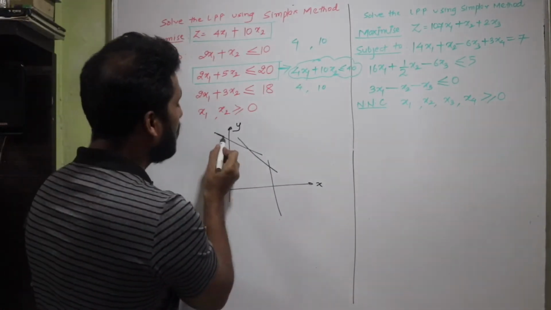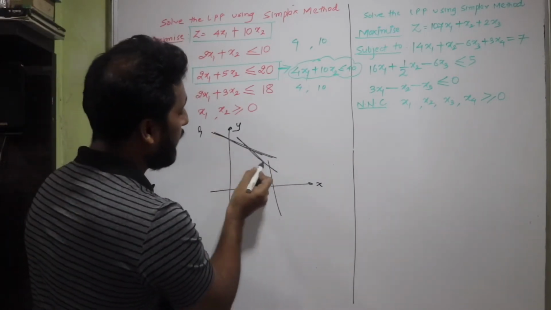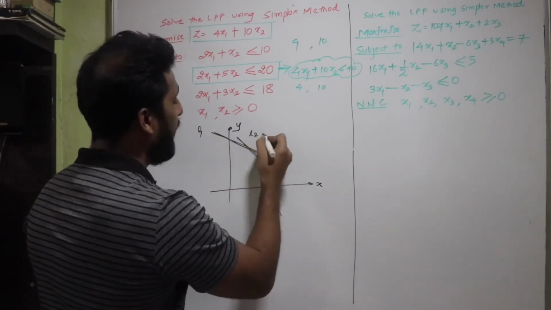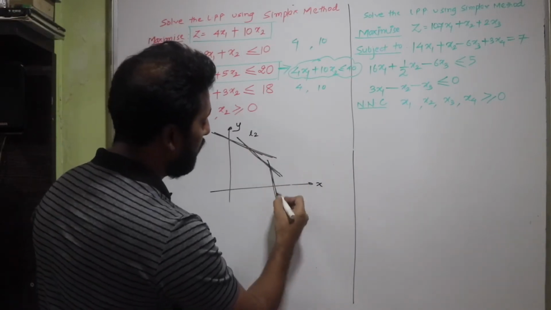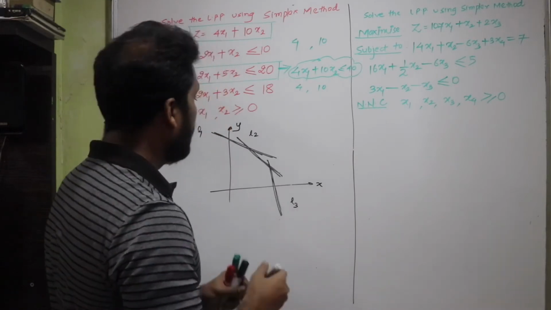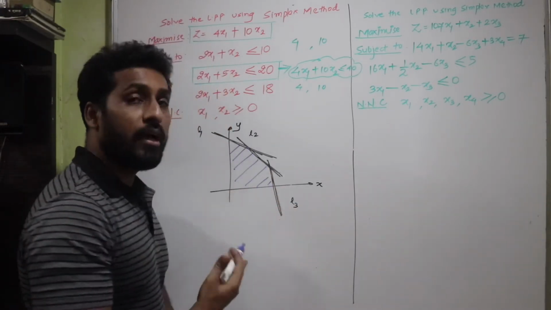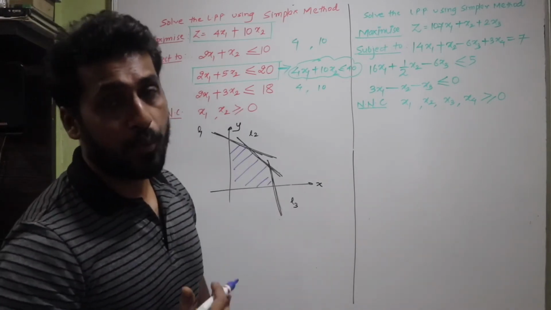Okay, so that's the first line. Let us say I'm going to call it L1. Then there is a second line, I'm going to call it L2, and that's the third line, I'm going to call it L3. Now, let us say this is the feasible solution. This is the graphical approach of solving a given linear programming problem.